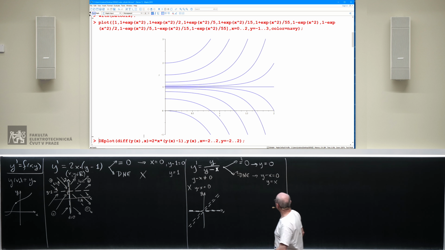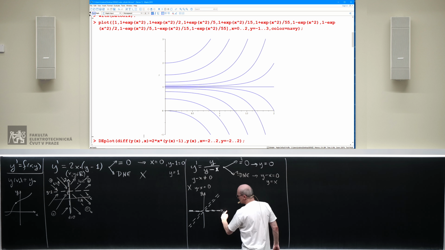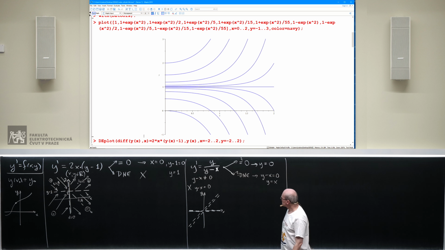So we have two dividing curves, and they split the plane into 4 regions. One of them is here, another one here. So it's 2 triangles and 2 whatevers. Okay, some regions here. Now, what are the signs?